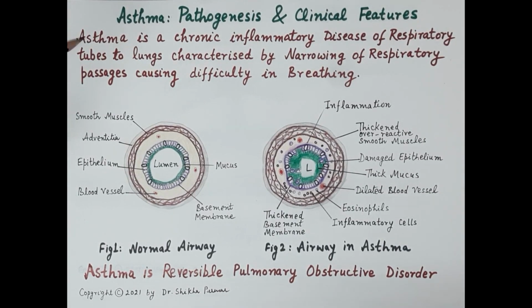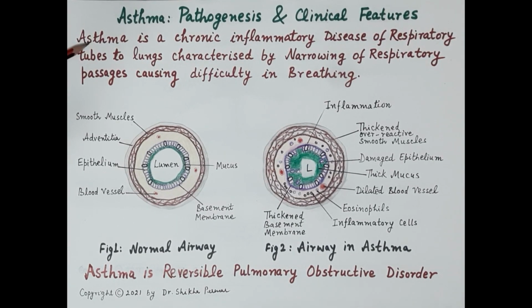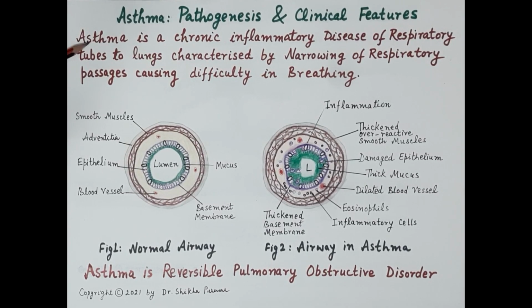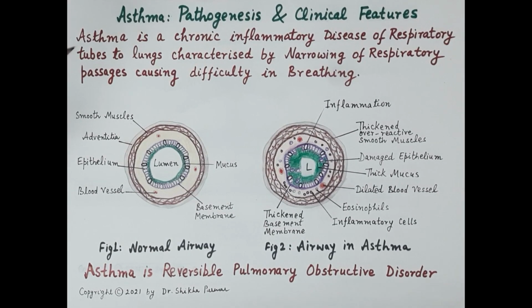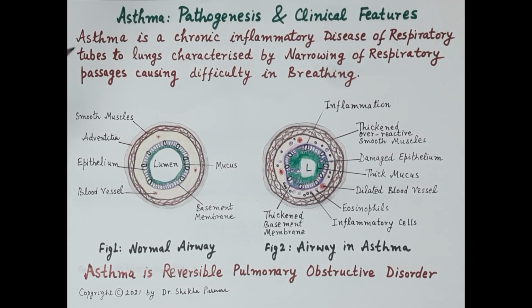Asthma is a chronic inflammatory disease of respiratory tubes or the bronchial tubes, that is the air passages which conduct and distribute the air throughout the lungs. There is inflammation of mucosa and submucosa of the wall of respiratory tubes. Now asthma is characterized by the narrowing of respiratory passages causing difficulty in breathing.